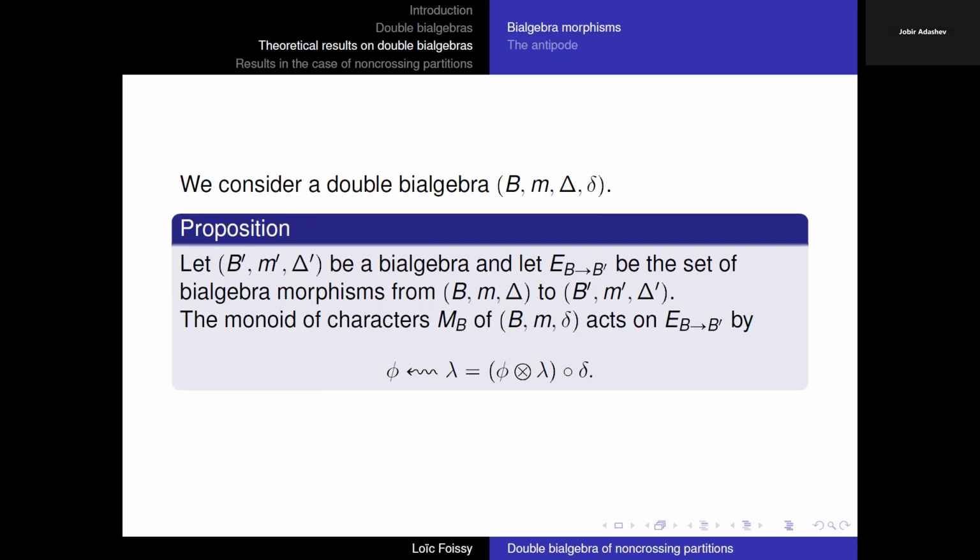So, okay, this is fine. You have an interesting object. Well, what can you do with this? So now I'm going to describe some theoretical results on double bialgebras.